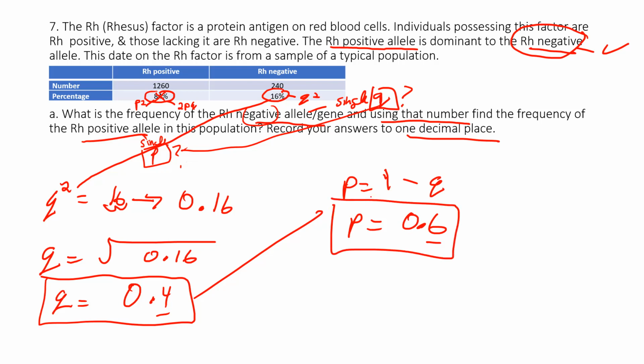So any questions? Again, the only trick here is that they're giving you a distractor. Don't use the dominant phenotype, because the dominant allele represents both homodominant and heterozygous individuals, since heterozygous individuals will still show the dominant, in this case Rh positive, trait.